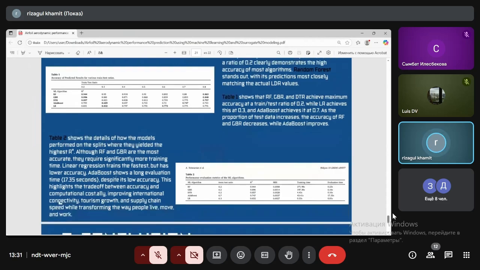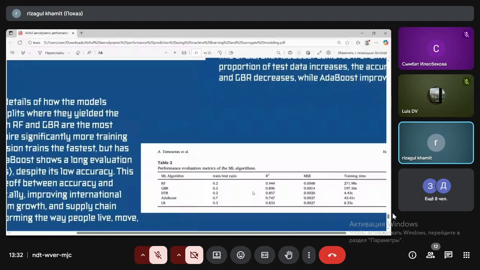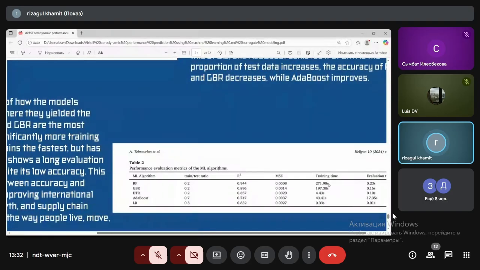From the second table, key observations: Random Forest and gradient boosting regressor are the most accurate, but they are the slowest to train. Here you can see that the training time of Random Forest and GBR is the highest. It means that they are the slowest to train, but they are the most accurate.